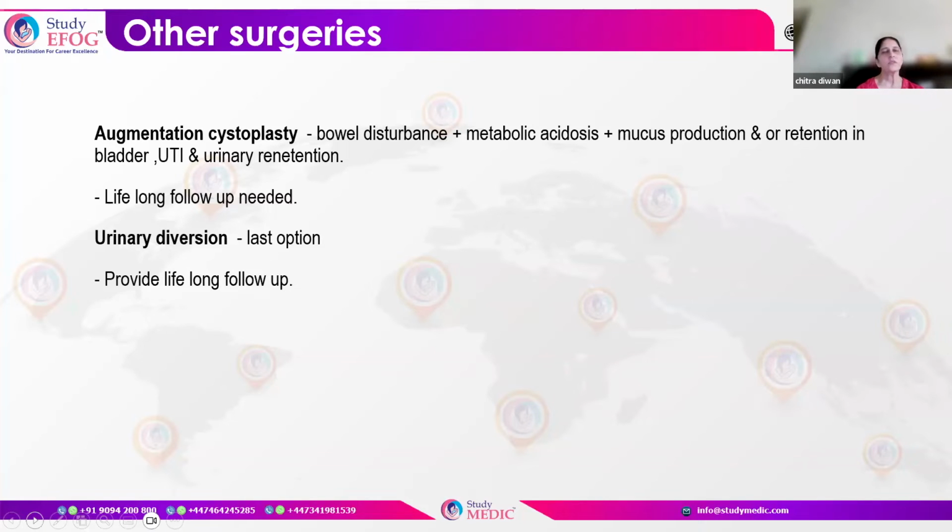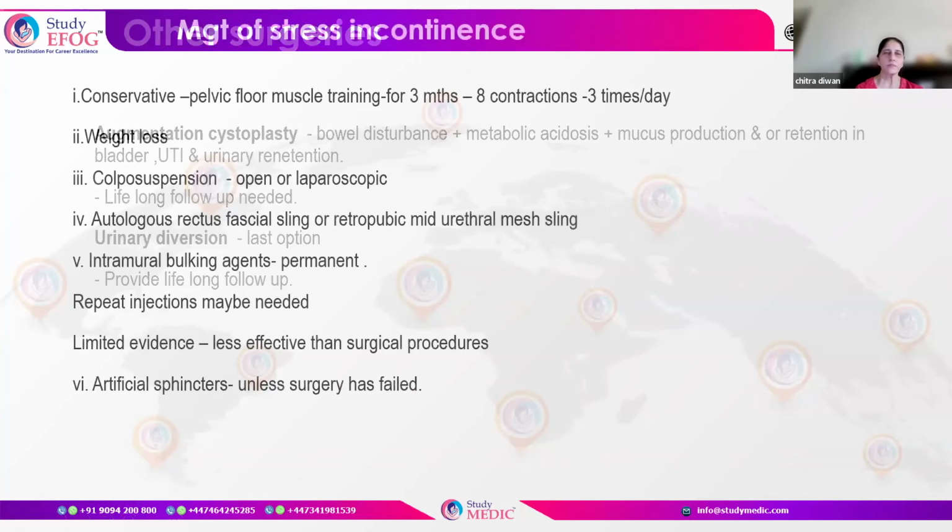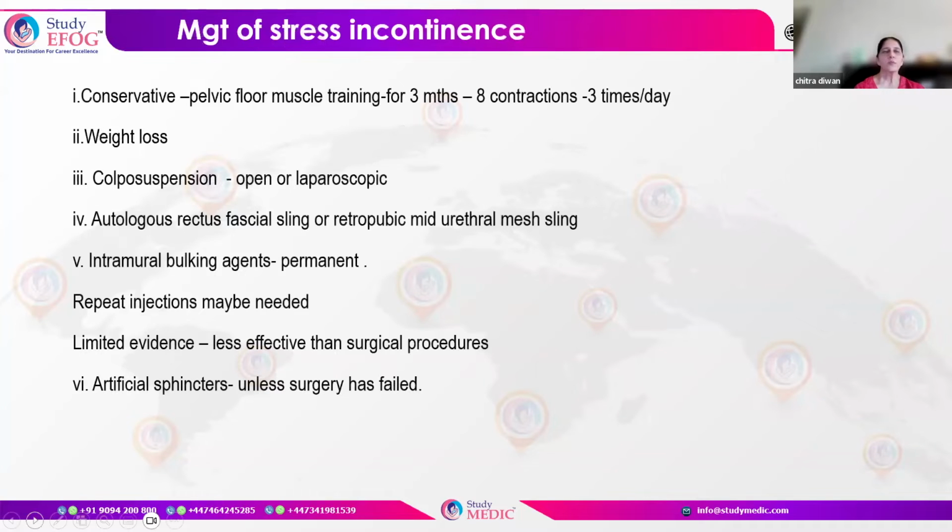Urinary diversion, this is one of the last options. And for this also, lifelong follow-up is needed. Now coming to management of stress incontinence. The first thing that is usually offered is conservative management: pelvic floor muscle training for 3 months, 8 contractions, 3 times a day. The other is weight loss, especially if BMI is more than 30.